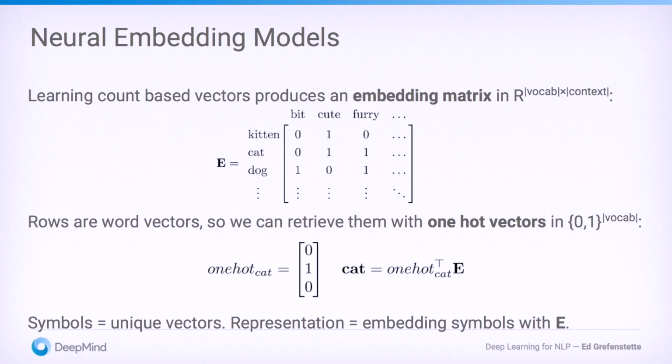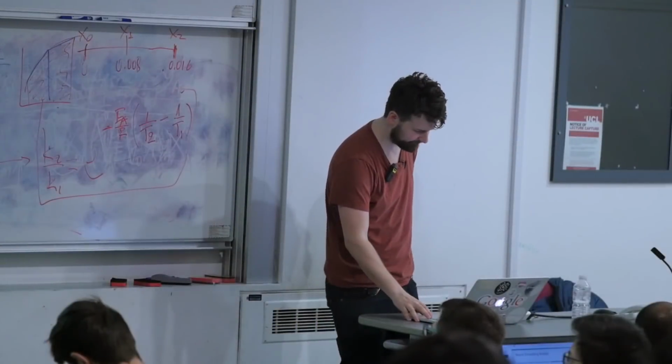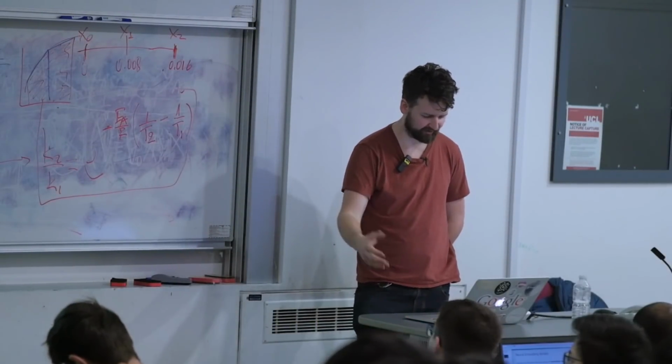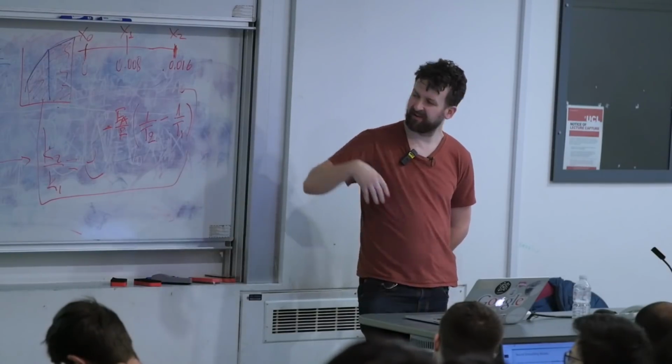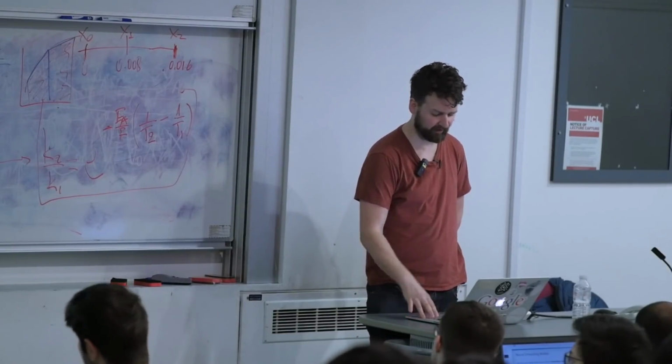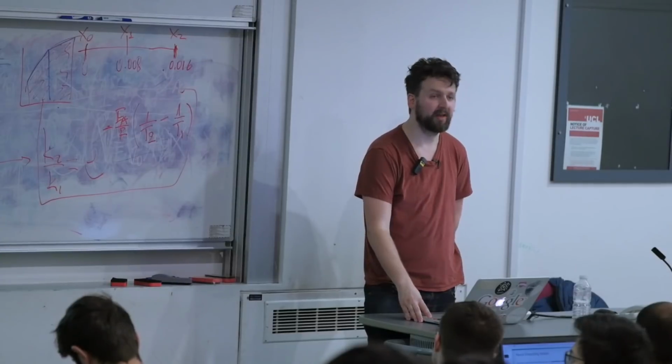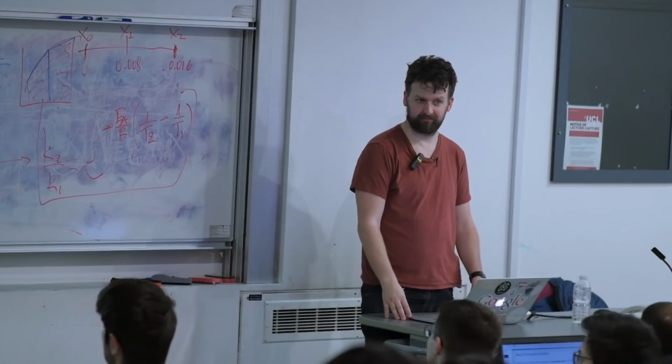And all the methods that we're going to be seeing from here on involve, instead of using count-based methods and heuristics to define this embedding matrix, learning it through backpropagation. So symbols are unique vectors, and representations are the embedding of those symbols within our semantic space using this embedding matrix. Are there any questions so far?